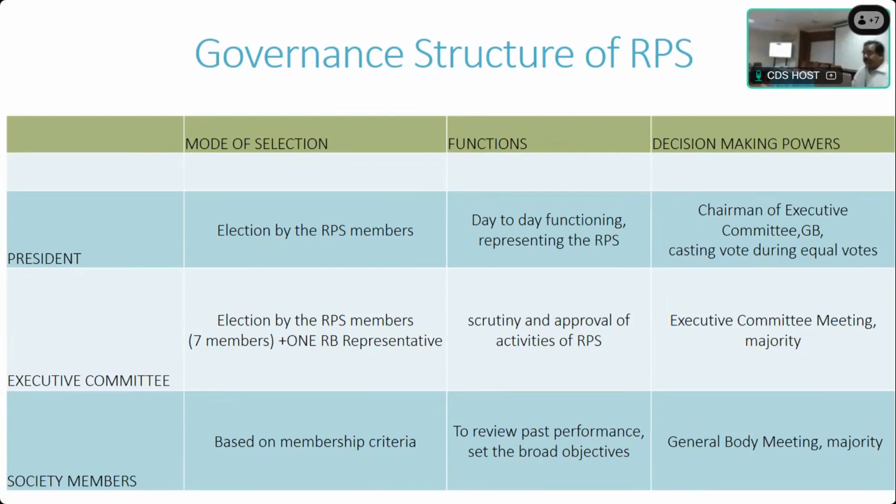Then the executive committee does the scrutiny and approval of the activities of the RPS on a regular basis. And the president is the one who actually does the day-to-day functioning, representing the RPS. Now, in terms of decision-making power, the president is the chairman of the executive committee, the governing body, and he has the casting vote during equal votes. In the executive committee meeting, the majority vote prevails. And in the general body meeting of the society members, the majority vote also prevails.